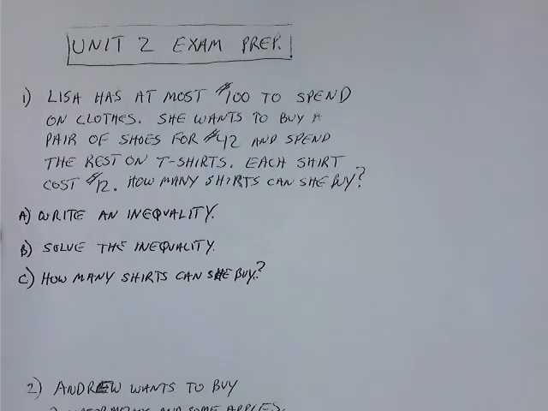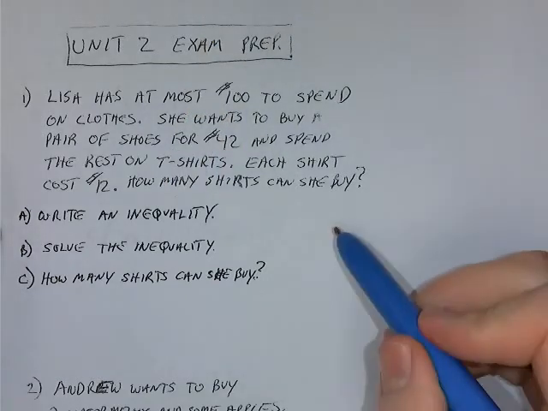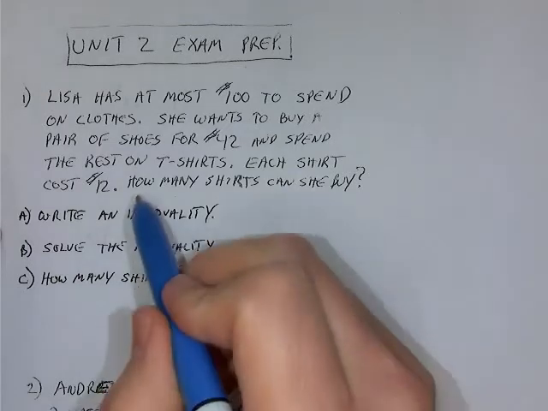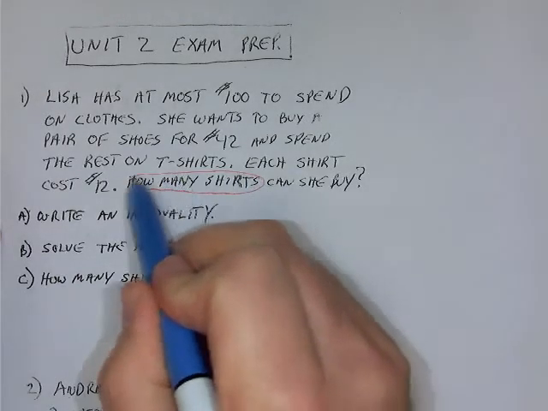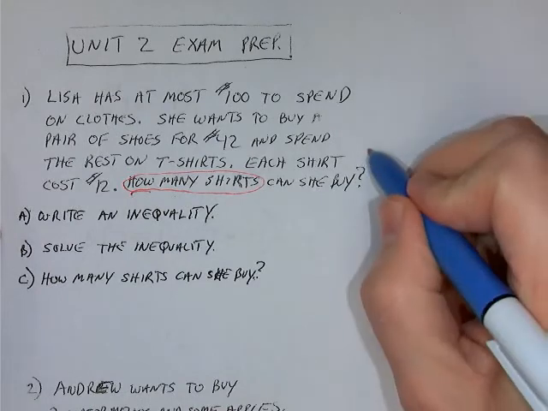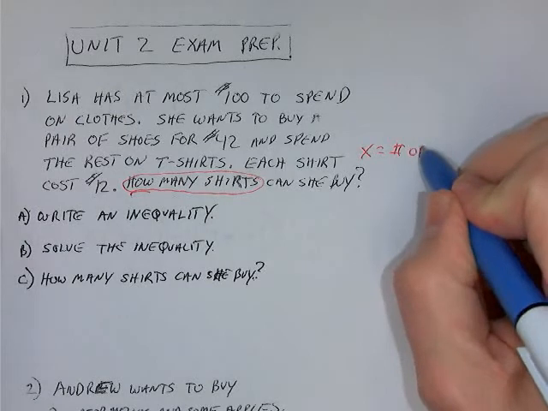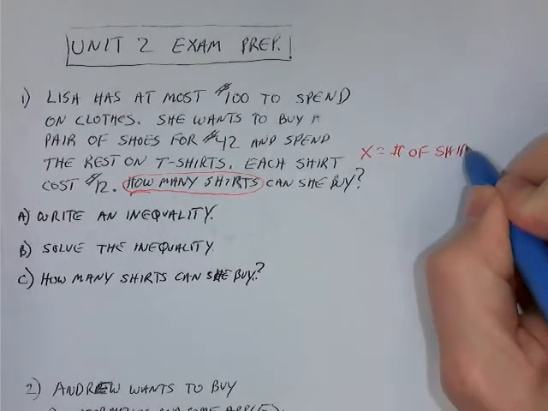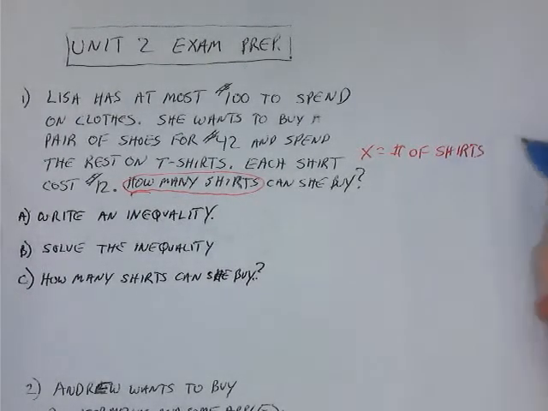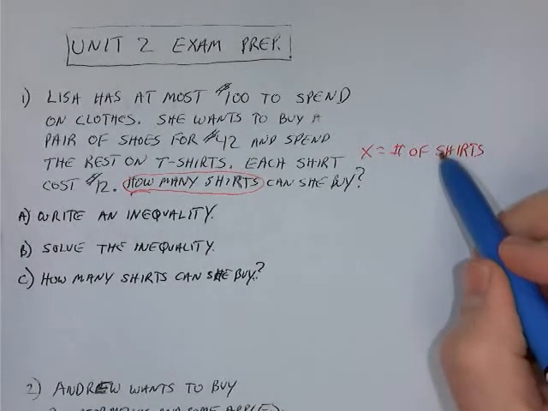All right, well, let's see what we have. First of all, we need to make a variable here. We're trying to find how many shirts. So let's just make X equal the number of shirts. It's the number of shirts she can buy.